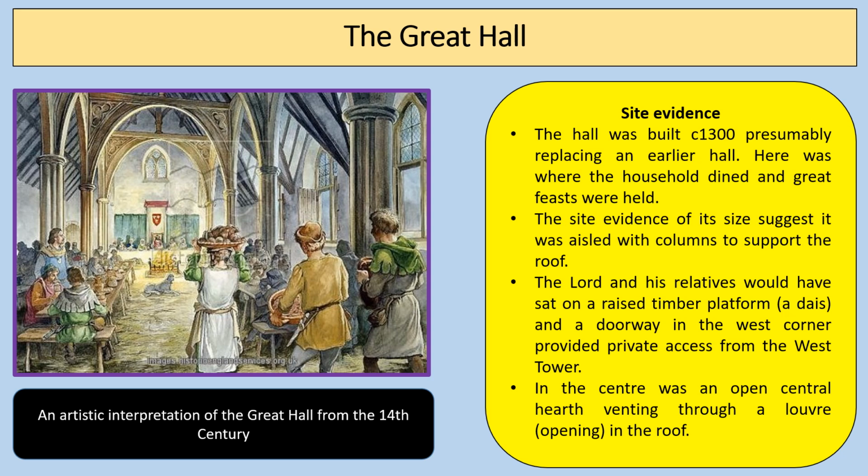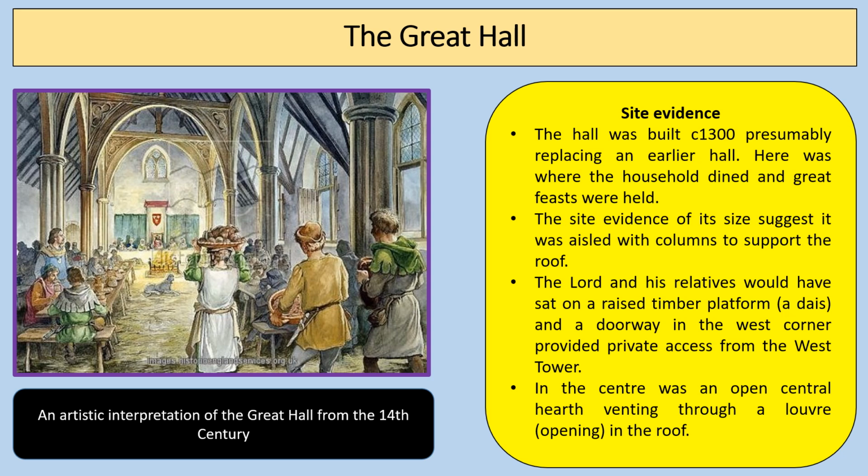There's an artistic interpretation of the Great Hall from the 14th century. It was built around about 1300, presumably replacing an earlier hall. It was where the household dined and great feasts were held. The site evidence of its size suggests it was aisled with columns to support the roof, as you can see within this artistic interpretation.